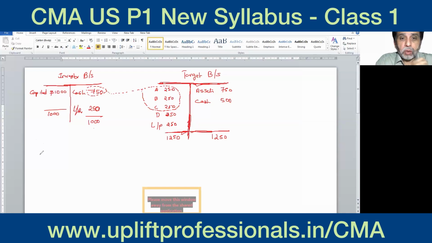What will happen to the cash? They have purchased the shares with cash, right? So what will happen to the cash? Cash will become 0. I'll put a new balance sheet.